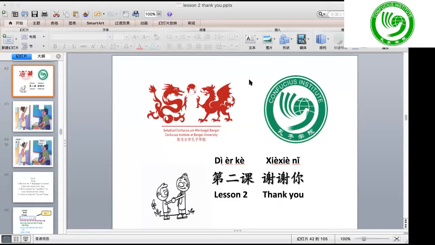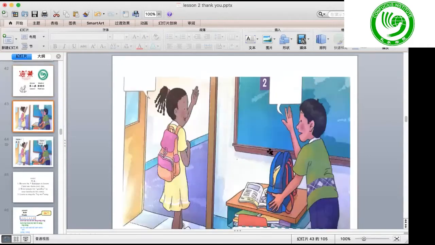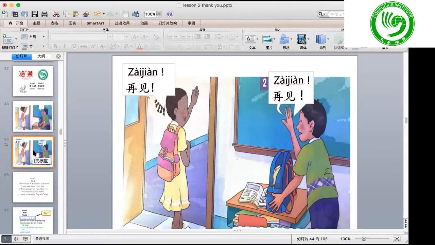Before we start the lesson, let us review what we've learned last time about the third dialogue. Last time we learned a new dialogue to say goodbye. How to say goodbye? Look at the picture. They want to say goodbye to each other. What is goodbye in Chinese? Yes, it is 再见. And how to reply? 再见. 跟我读. 再见. 再见. Try it by yourself.